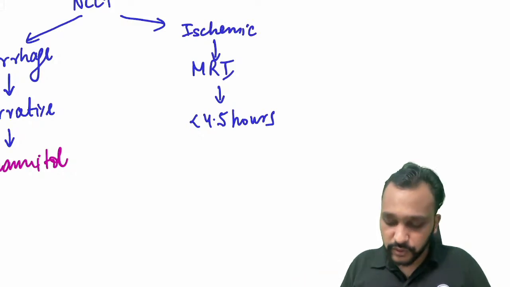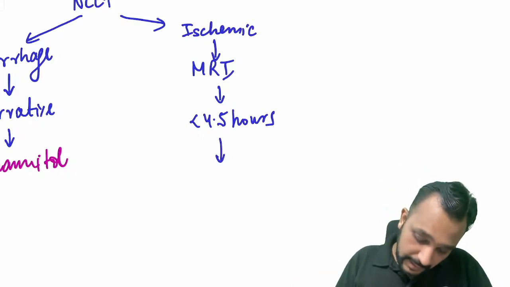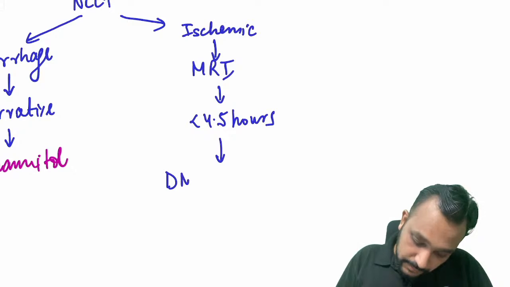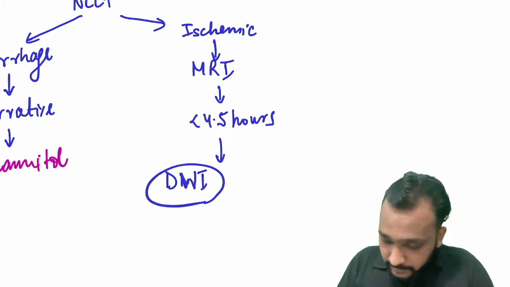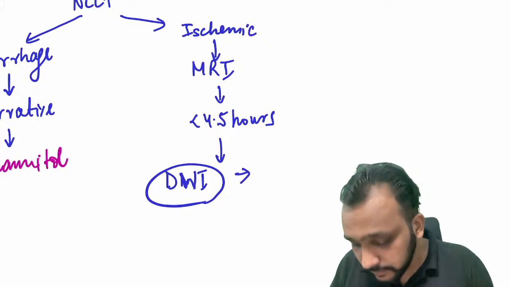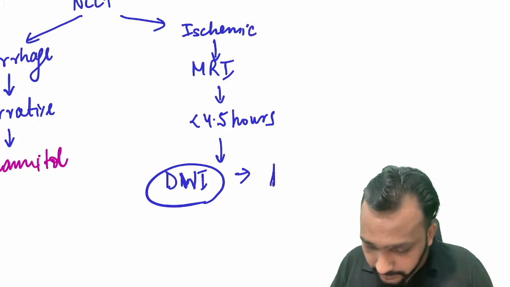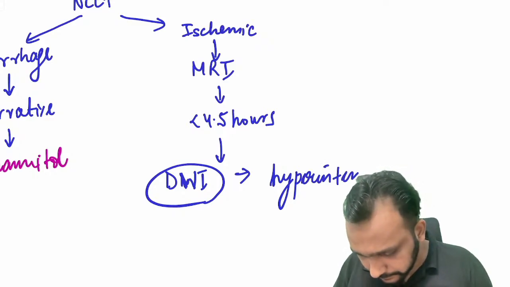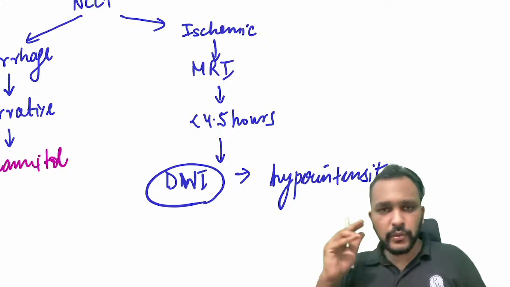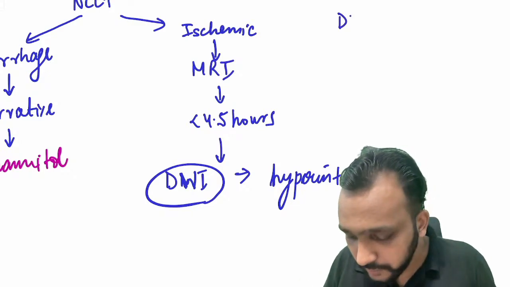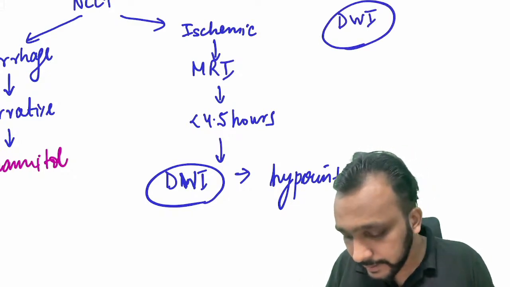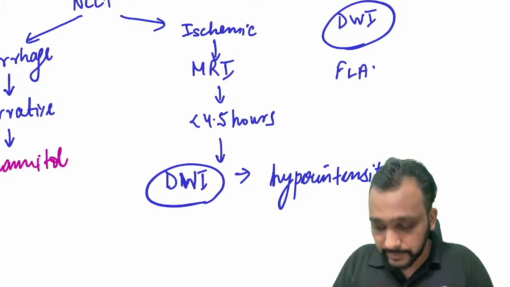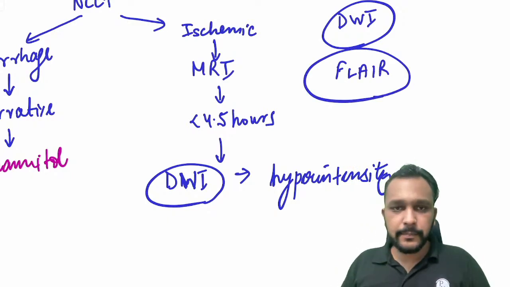And if the patient comes to us within a window period of less than 4.5 hours, and we do an MRI for this patient, and on the diffusion weighted images there is hyperintensity, right? So we look at two images. One is diffusion weighted images, and another image that we look at is your FLAIR image, right? So let me compare.